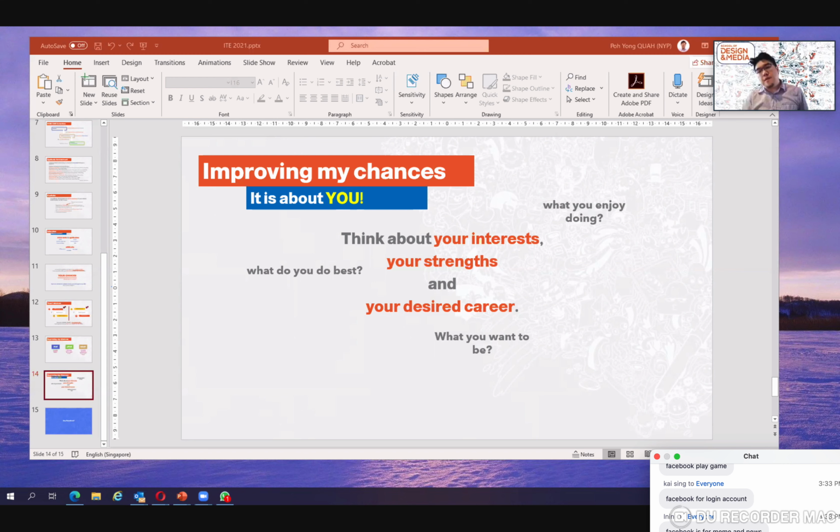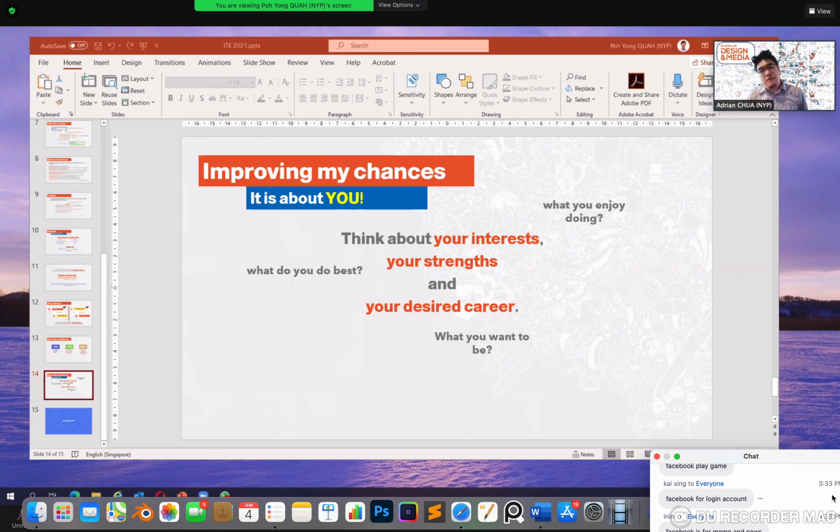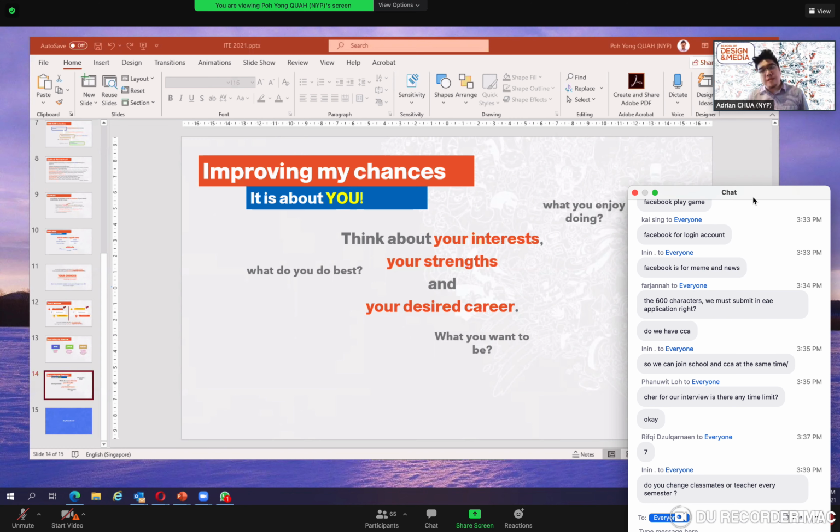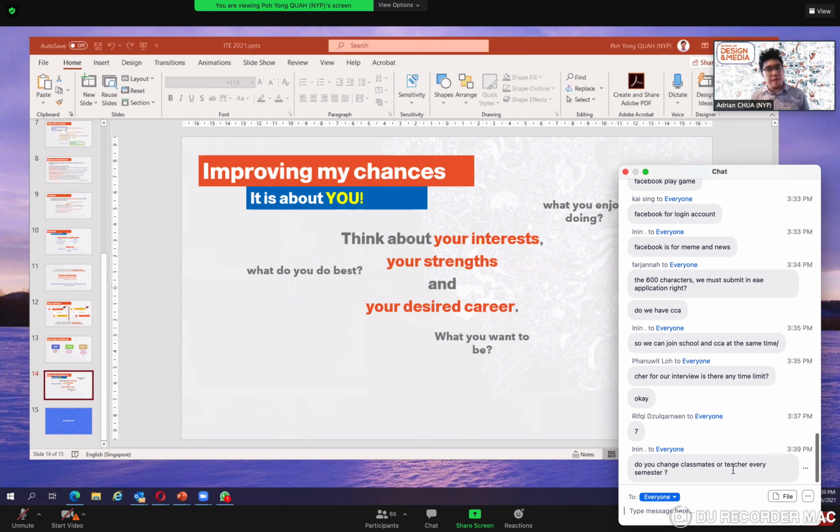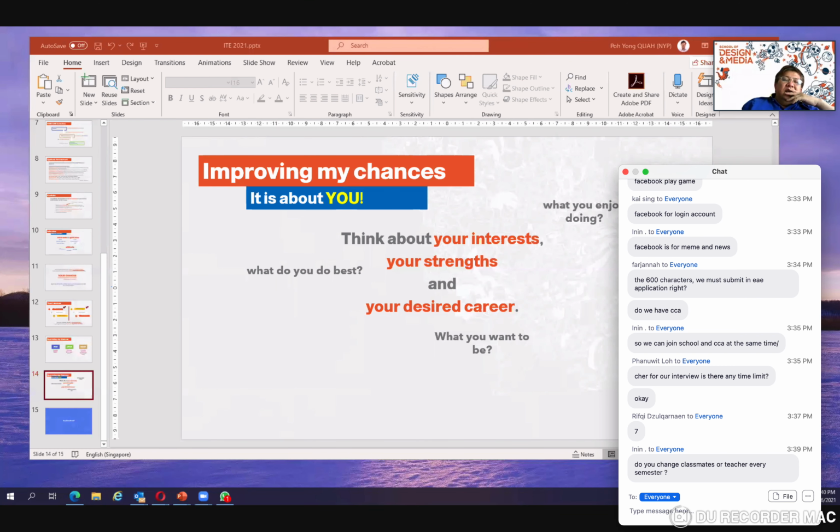Do you change classmates and teachers every semester? No, you don't. Your cohort will stay with you, and the teachers, you'll meet several along the way, but they're the same few people you see all the time. For example, if you're going MG, there are 6 lecturers you'll meet throughout your 3-year span there, but they come at different parts of your course.